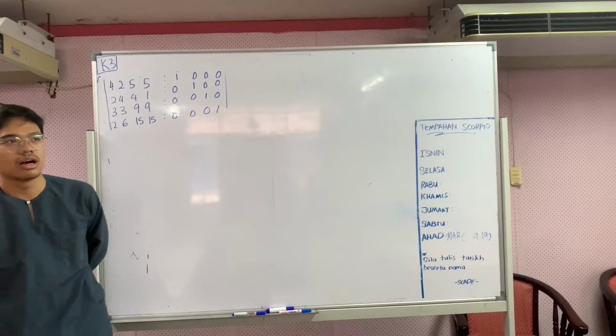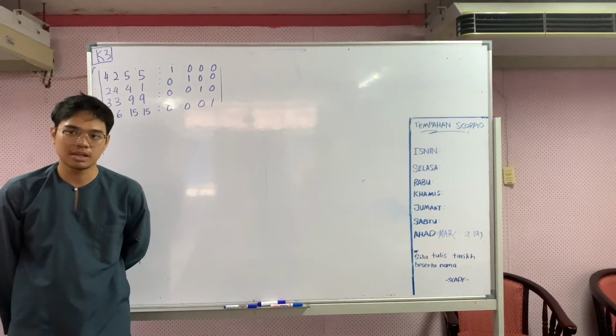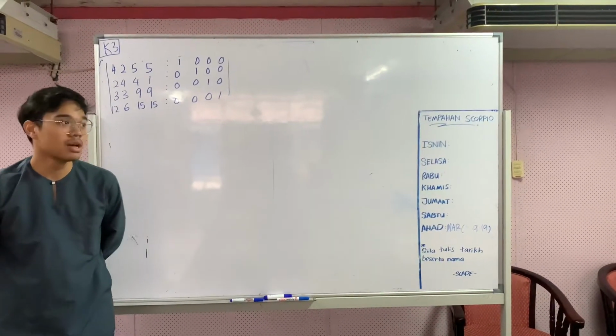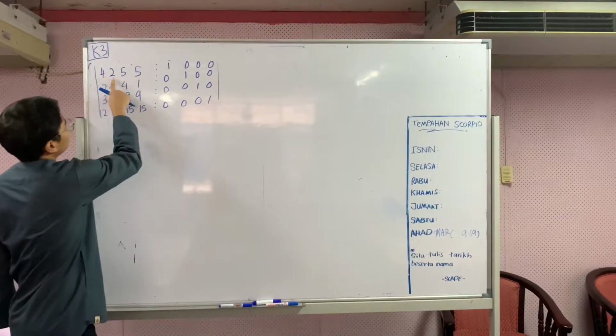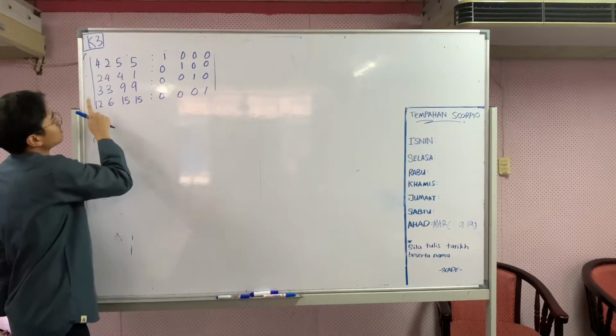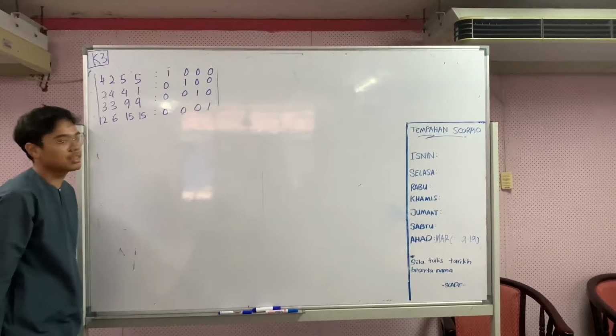Okay, hi everyone. So for my turn, I will be explaining how to solve the K2 problem. The matrices that were given to me are these matrices: 4, 2, 5, 5, 2, 4, 4, 1, 3, 3, 9, 9, and 12, 6, 15, 15.